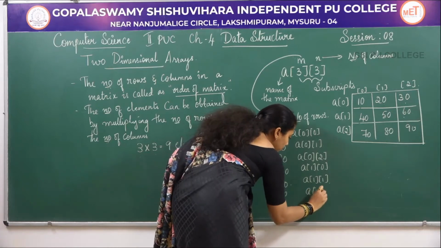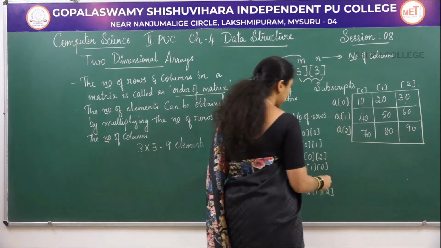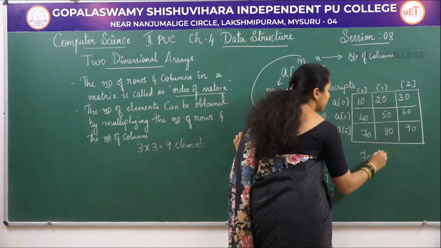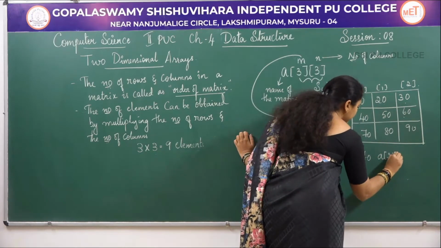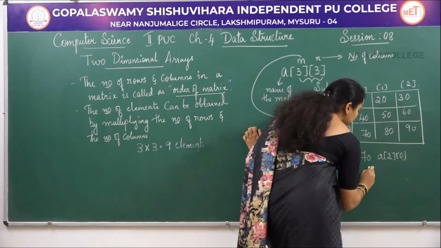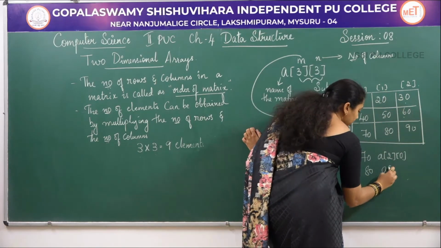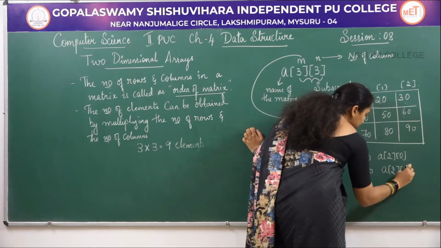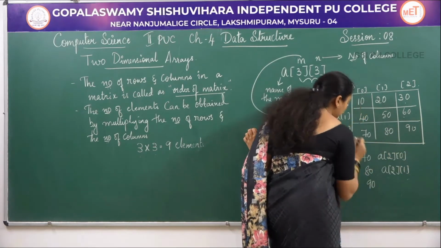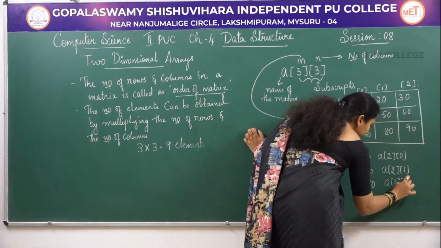A of 1, 2. What about 70? A of 2, 0. What about 80? That is A of 2, 1. What about 90? A of 2, 2.